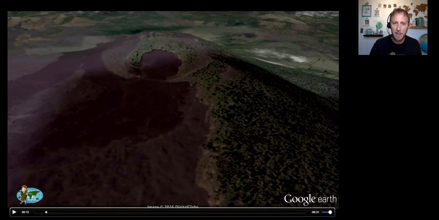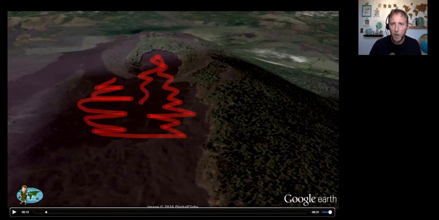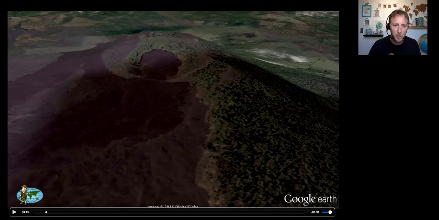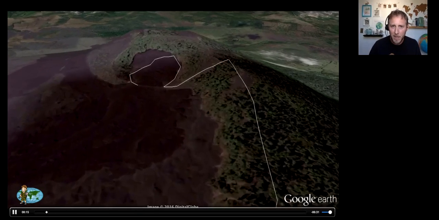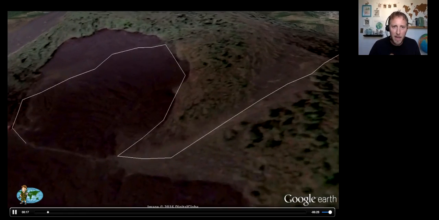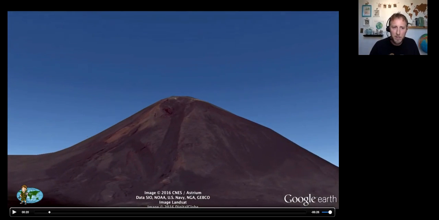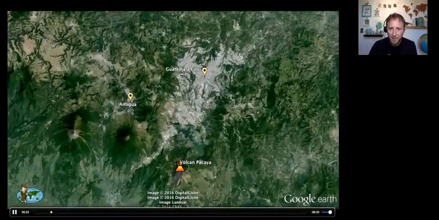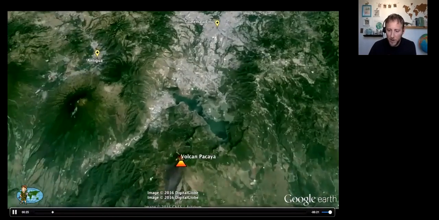So let me just highlight this for you here. All this black stuff you see here, this is lava. Don't worry, we're going to go on the ground. You're going to see all of this stuff. I just want to give you a bird's eye picture of it. So we're going to walk around, check out the lava fields, and we'll be able to see Volcan Pacaya from the lava fields.